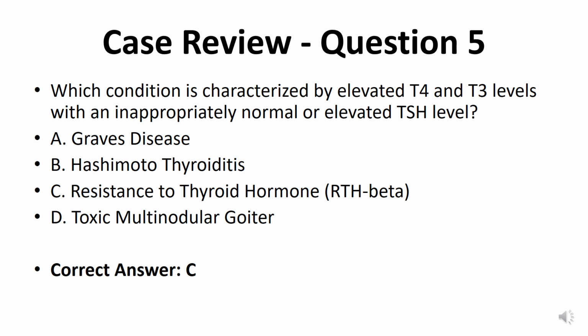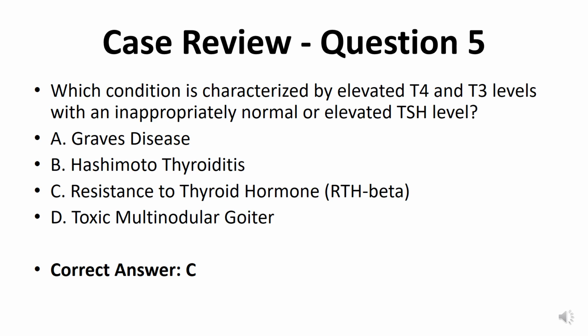Under normal circumstances, high levels of T4 and T3 strongly suppress TSH secretion through negative feedback on the pituitary gland and hypothalamus. So normally, when thyroid hormone levels rise, TSH levels should become very low. That is exactly what happens in classic hyperthyroidism such as Graves' disease or toxic multinodular goiter.